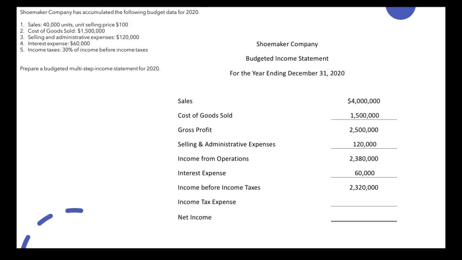So now we come to the income tax expense portion. So we're told that it's going to be a 30% tax rate. So we take our income before income taxes, that $2,320,000, and we multiply it by 30%, or 0.30. And that leaves us with an income tax expense of $696,000. So we subtract that out, and that gives us our net income of $1,624,000.